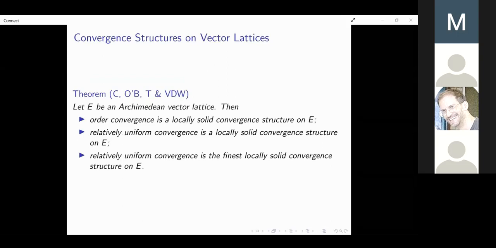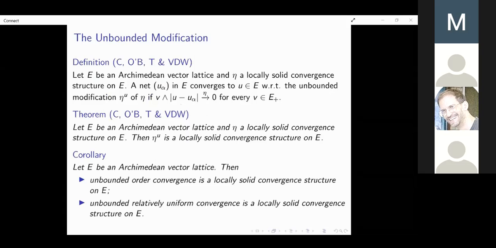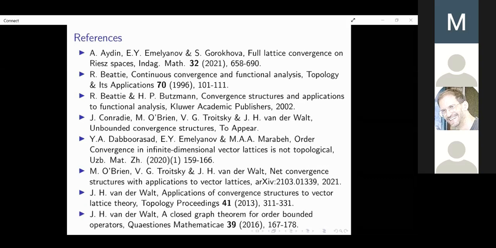So then just some examples. Order convergence and relatively uniform convergence are all examples of convergence structures on vector lattices. And also unbounded order convergence and unbounded relatively uniform convergence are also such examples, because you can make an unbounded modification of every suitably nice convergence structure on a vector lattice. I will end here and just show you some references. Thank you.